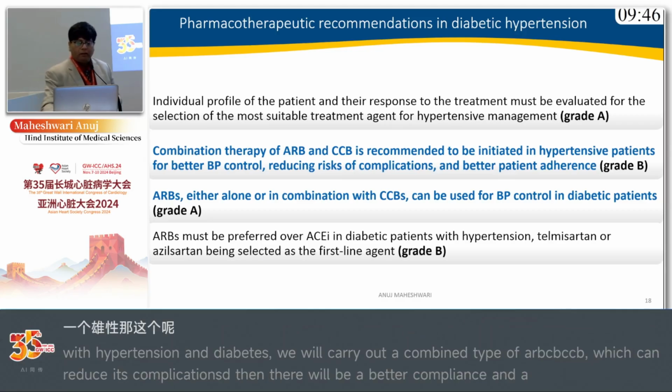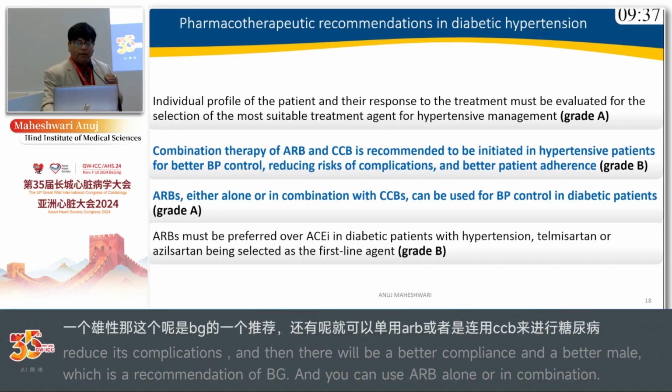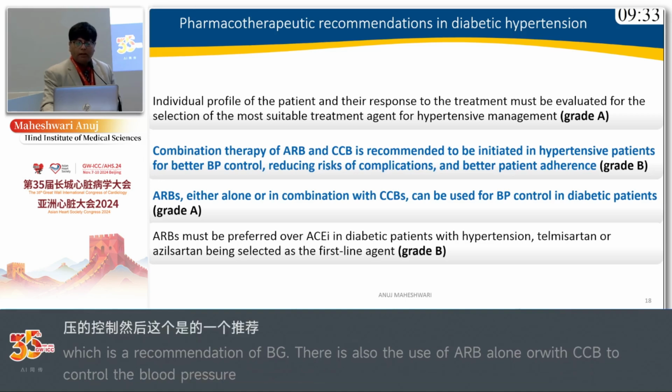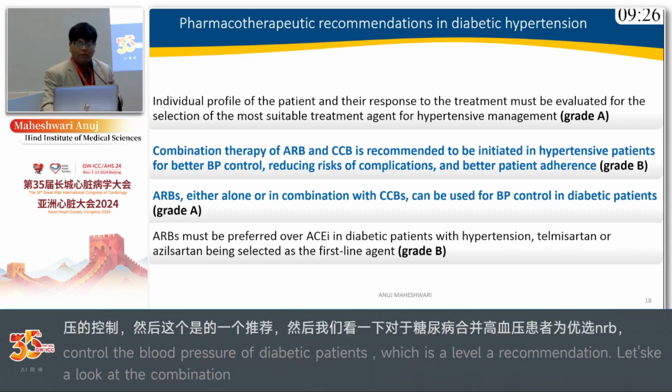ARBs either alone or in combination with a calcium channel blocker can be used in control of blood pressure in diabetic patients, having grade A evidence. ARB must be preferred over ACE inhibitors in diabetic patients with hypertension. Telmisartan or azilsartan being selected as the first-line agent has grade B recommendation.